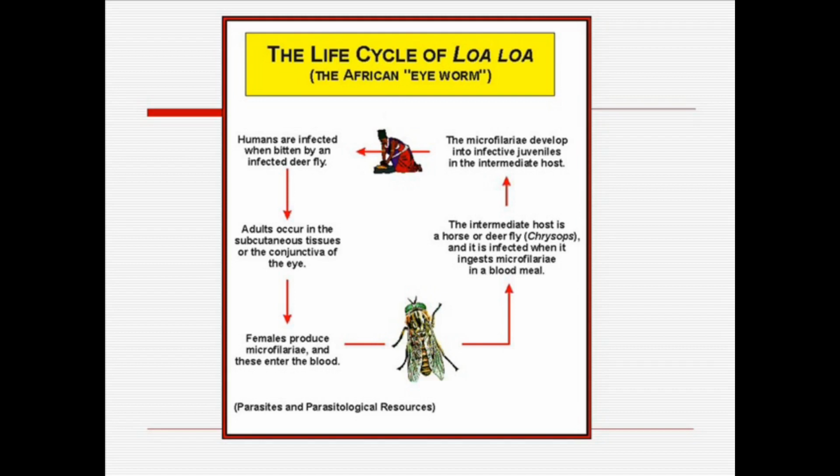After ingestion, the microfilariae lose their sheaths and migrate from the fly's midgut through the hemocoel to the thoracic muscles of the arthropod. There, the microfilariae develop into first-stage larvae and subsequently into third-stage infective larvae. The third-stage infective larvae migrate to the fly's proboscis and can infect another human when the fly takes a blood meal.